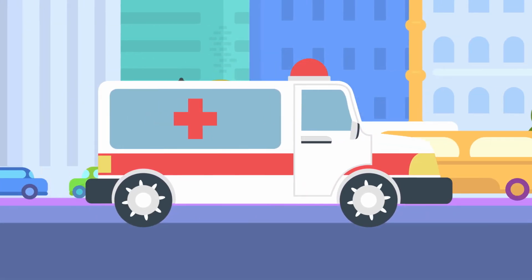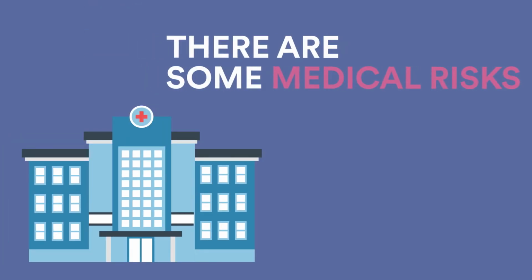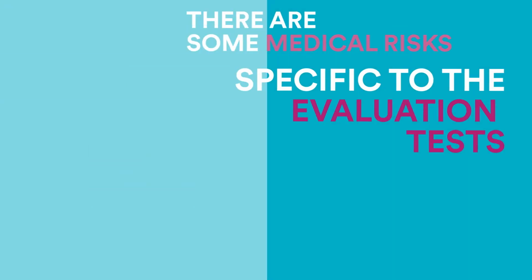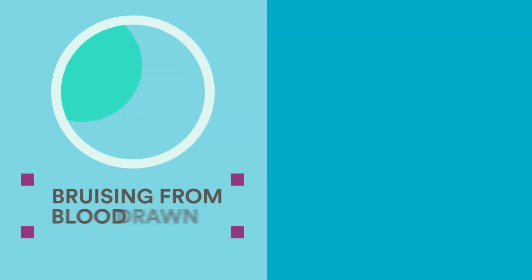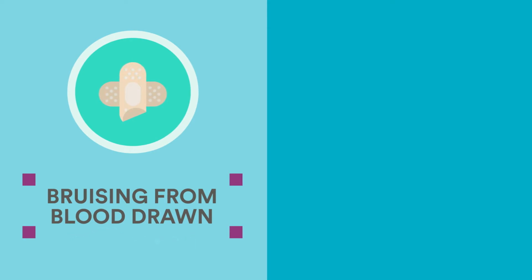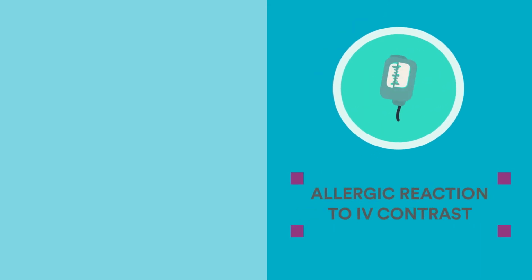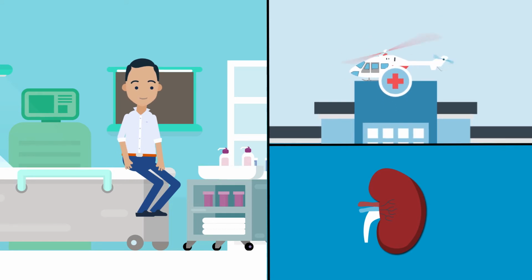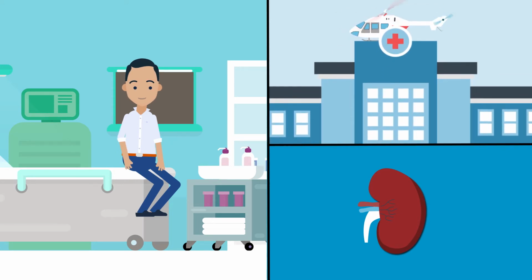There are also some general medical risks associated with the live kidney donor evaluation. These risks are specific to the evaluation tests. For example, you will have your blood drawn from your arm and may experience bruising or soreness around the site. You may have a CT exam that uses an IV contrast. Some people have an allergic reaction to IV contrast. Other risks include: on rare occasions, a patient may receive a deceased donor kidney while a friend or family member is being evaluated to be a live kidney donor.